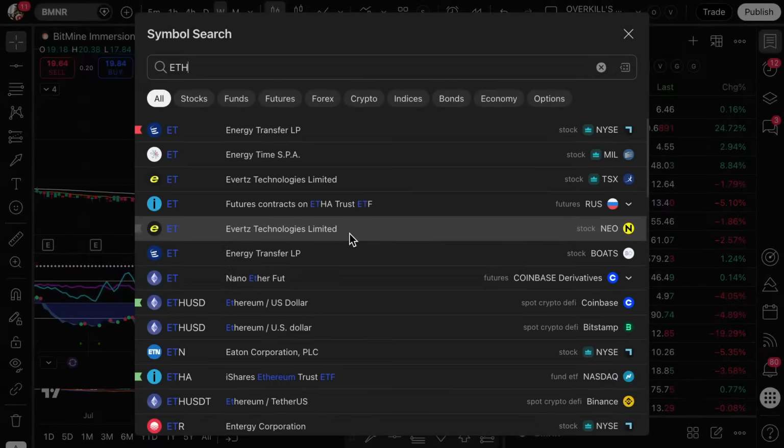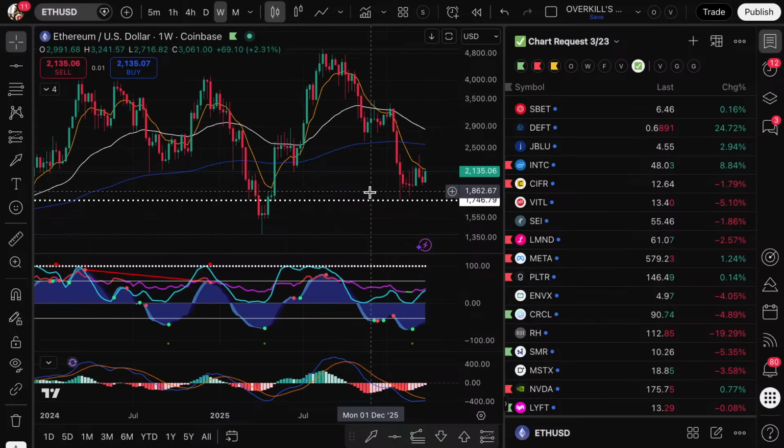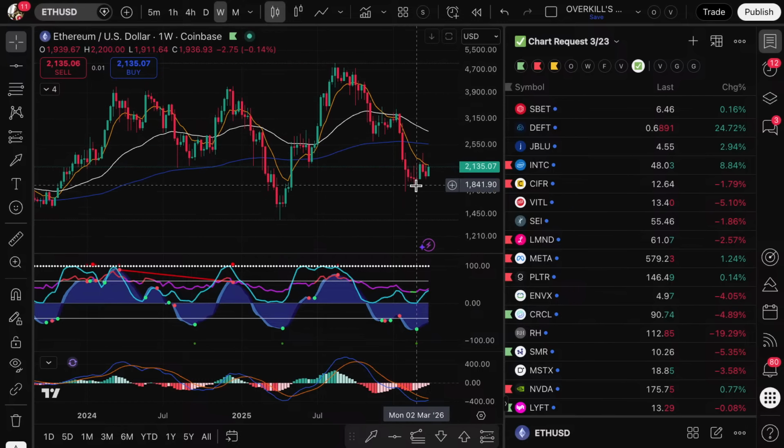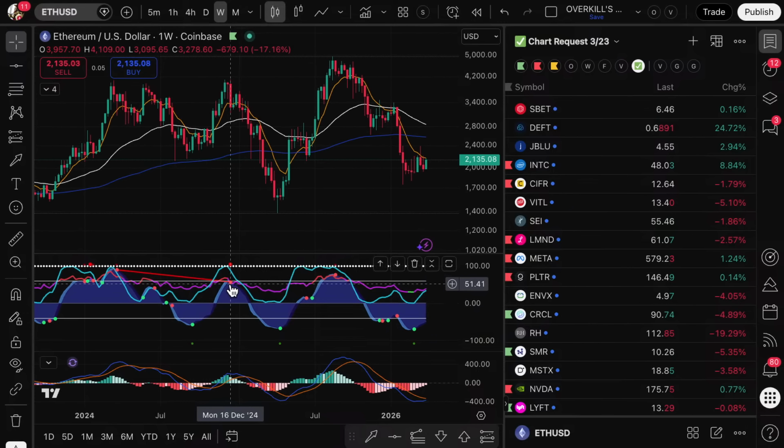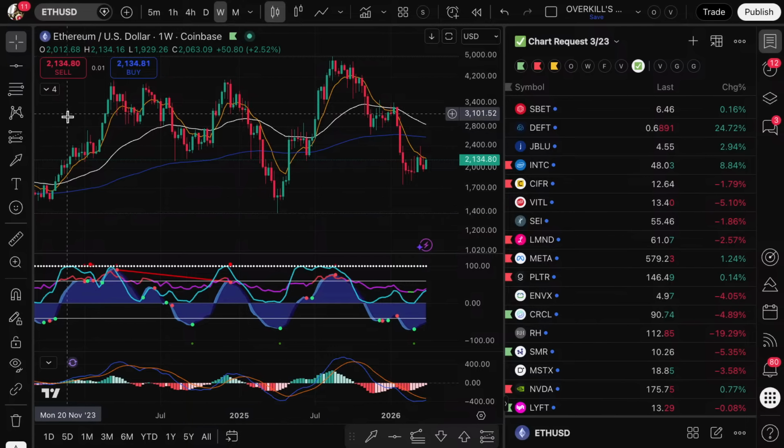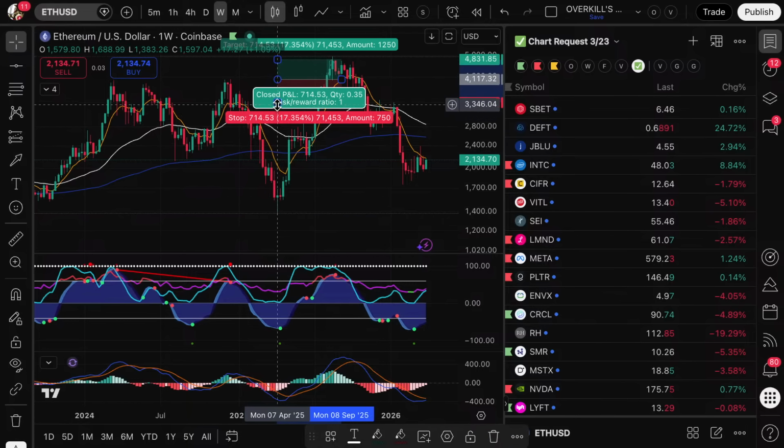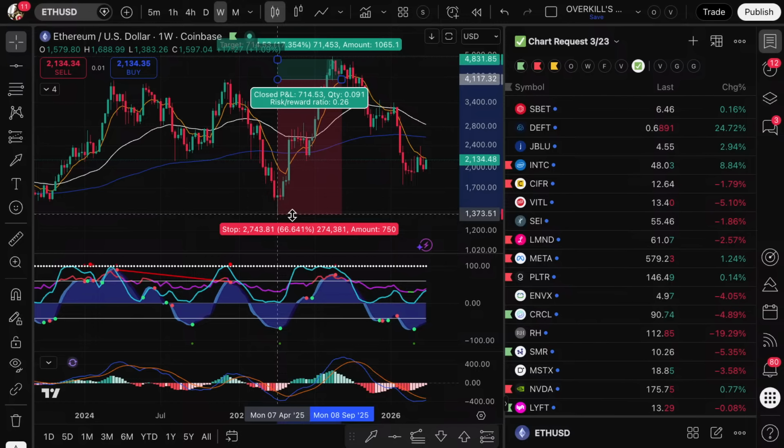But with Ethereum where it's at right now, again, we measured this out on I think it was yesterday's stream. If you look at this drop here, we got the red dot back in December of 2024 at 4,000. It went all the way down to 1,500, right? That was about a 67% dip.